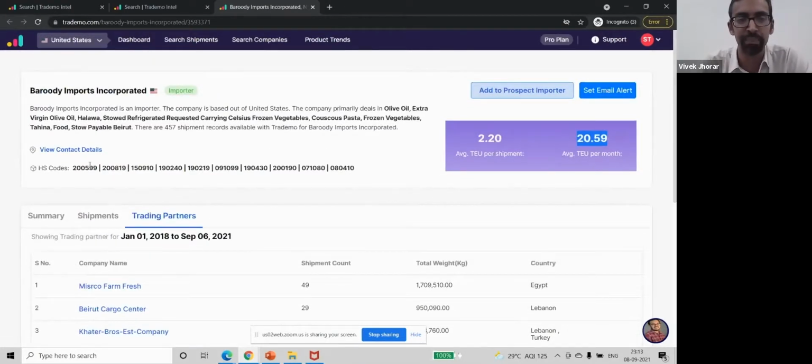And of course, you can use this tool, or you can use any other tool, but this is the kind of information which is available today, depending on the kind of information that you are looking for.